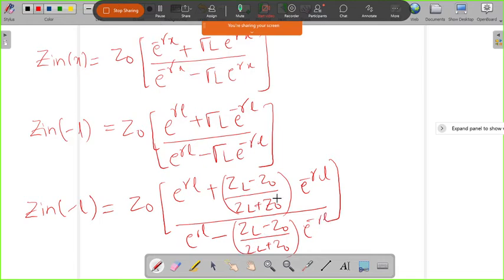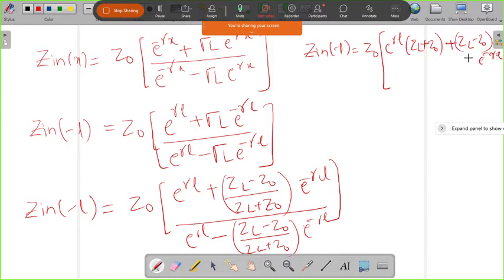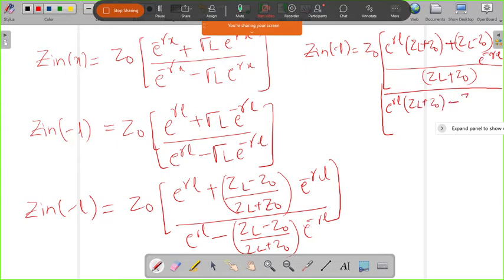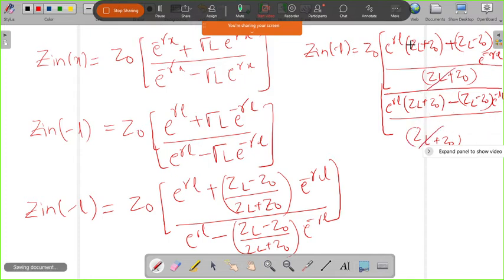Now you can take the LCM and substitute, so you will get Zin of minus L equal to Z0 into e power gamma L into ZL plus Z0, plus ZL minus Z0 into e power minus gamma L, divided by ZL plus Z0. Now this whole is divided by the denominator, where again we take the common factor: e power gamma L into ZL plus Z0 minus ZL minus Z0 into e power minus gamma L, divided by ZL plus Z0. Now the ZL plus Z0 cancel each other and we are left with these terms: e power gamma L into ZL plus Z0 plus ZL minus Z0 into e power minus gamma L.